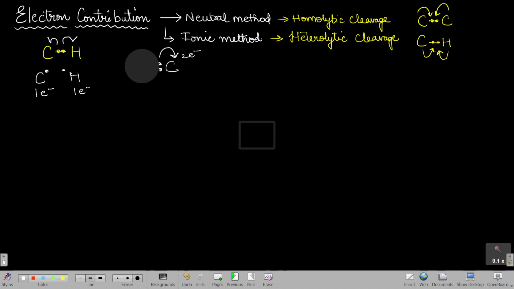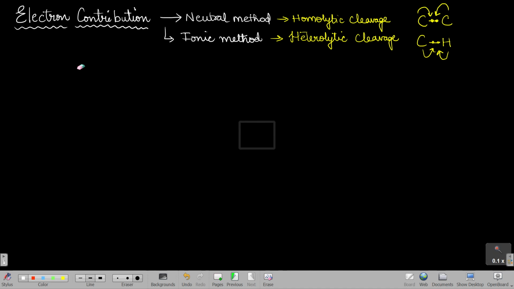If you are watching this for your basic undergraduate or postgraduate level, you need to know both the methods. But if you are preparing for a competitive exam like the JAM exam, CSIR NET or GATE exam, the best method, which does not have any complication, is the neutral method. If you calculate the electron contribution through the neutral method in OMC, it is going to be much easier.